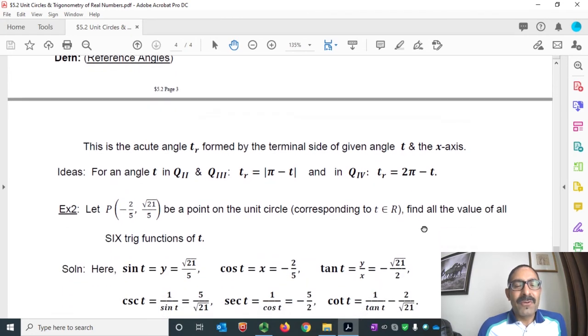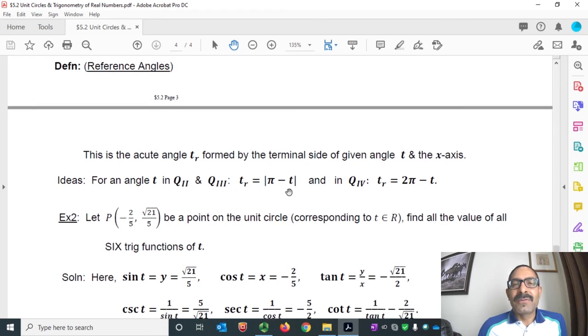This is the acute angle formed by the terminal side of a given angle and the x-axis. So for the t in second and third quadrant, our reference angle equals the absolute value of pi minus t, and for t in fourth quadrant, the reference angle is 2 pi minus t. I hope this makes sense to you all.